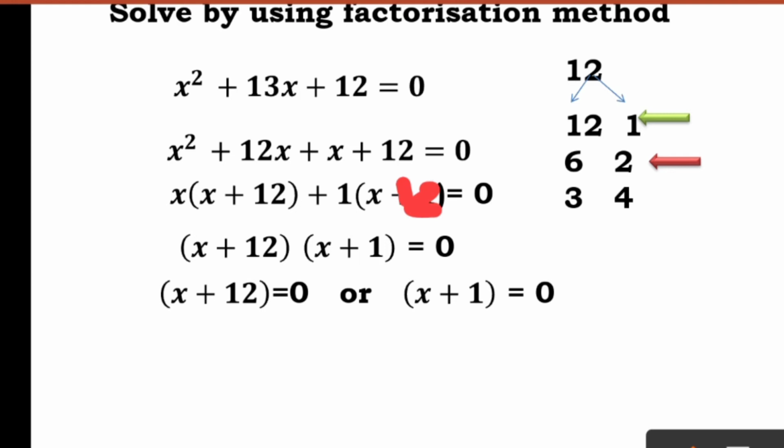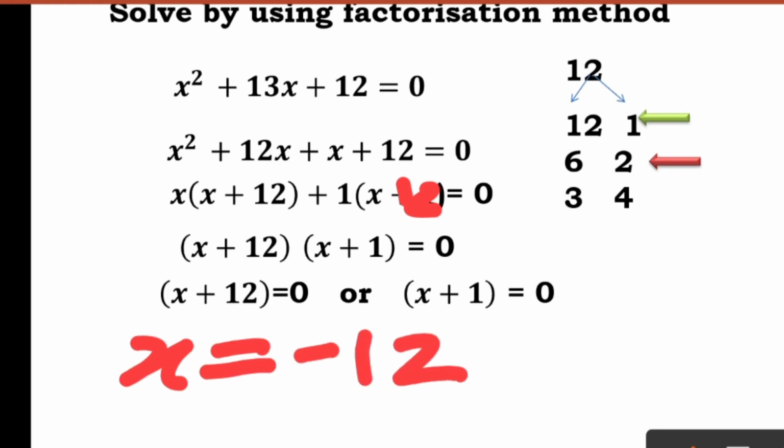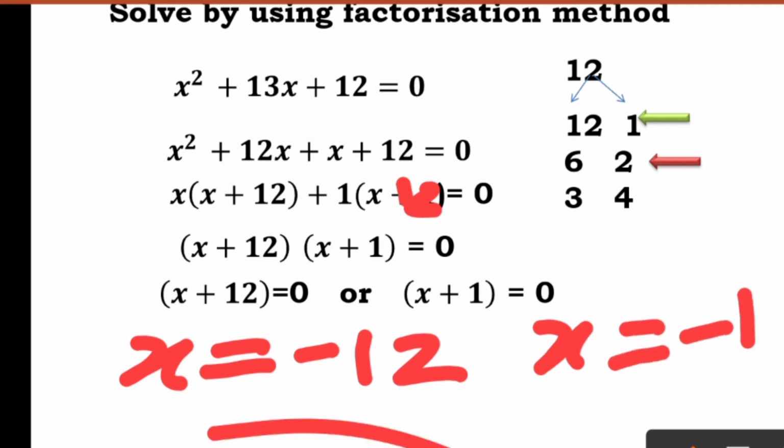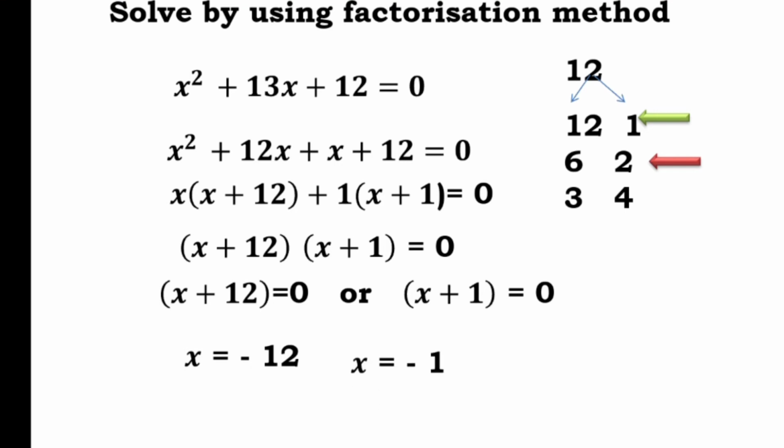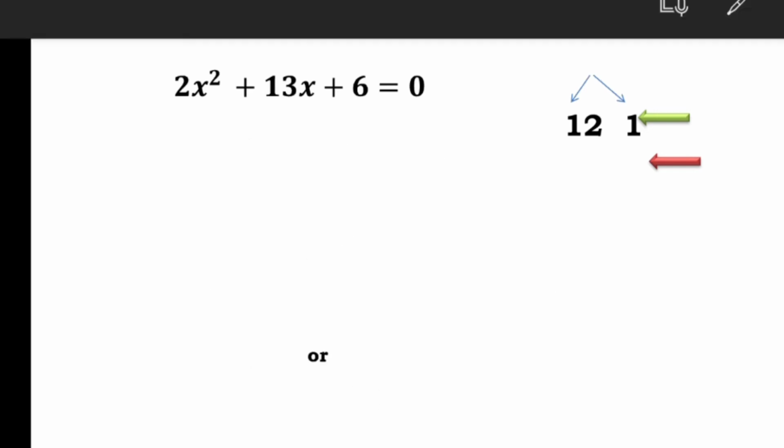If x plus 12 is 0, then x will become minus 12. And if x plus 1 is 0, you will get x is equal to minus 1. These are the roots of this given equation. Okay, so let's go ahead. So these are your answers with a small correction. Let's take the next problem.